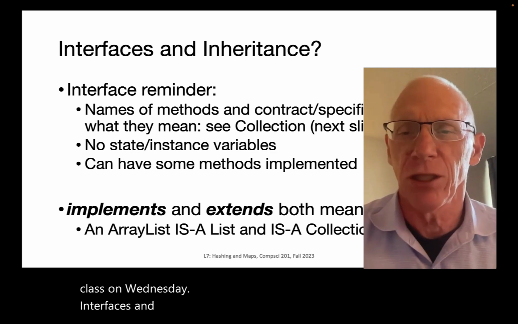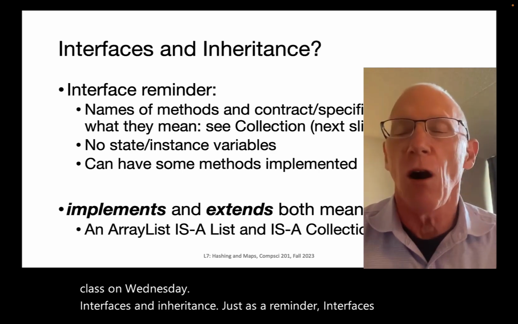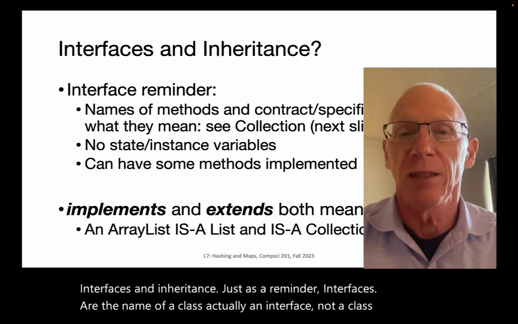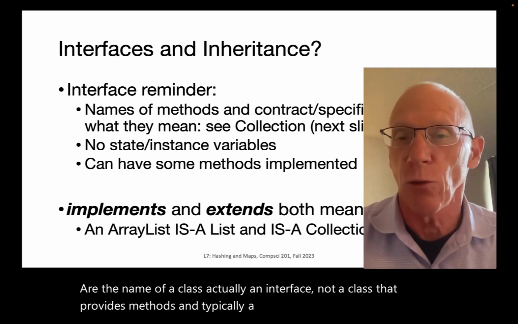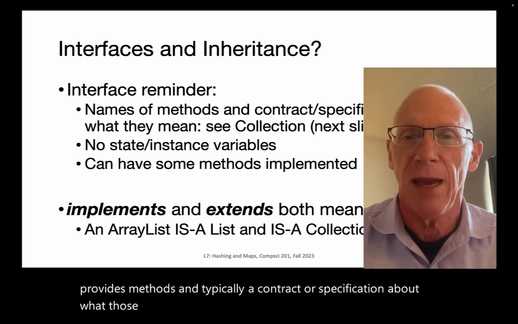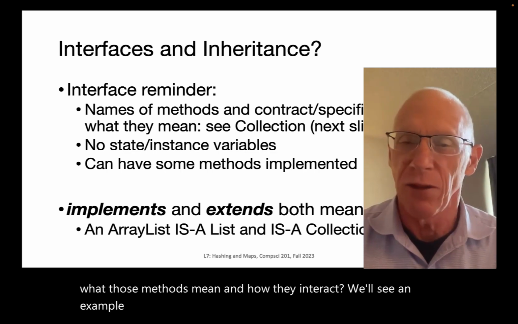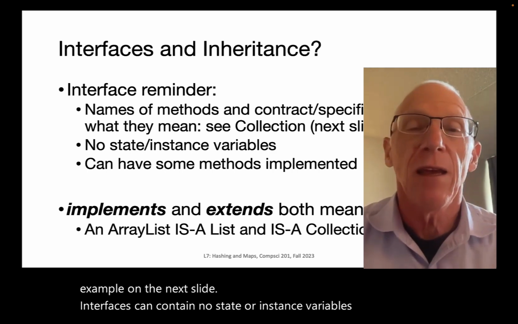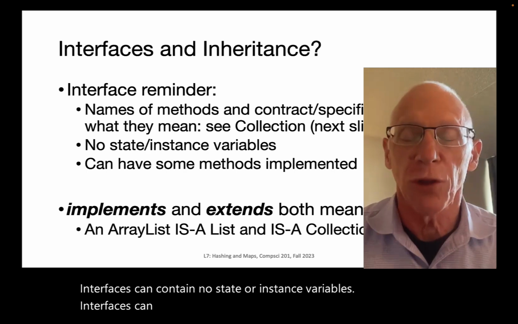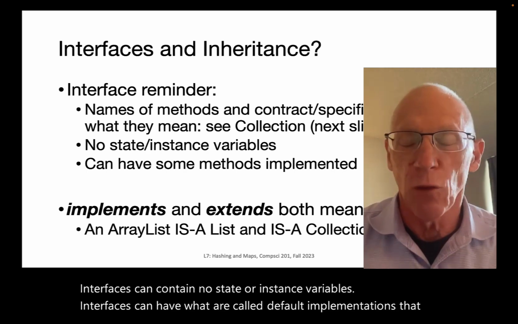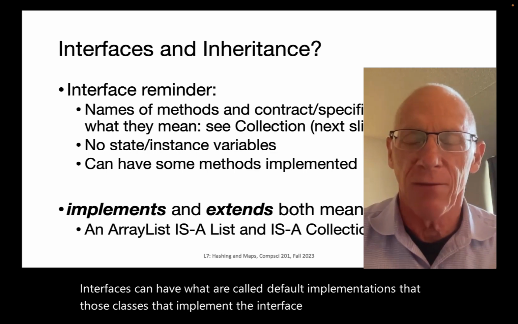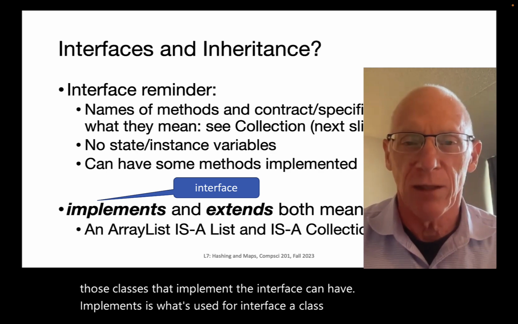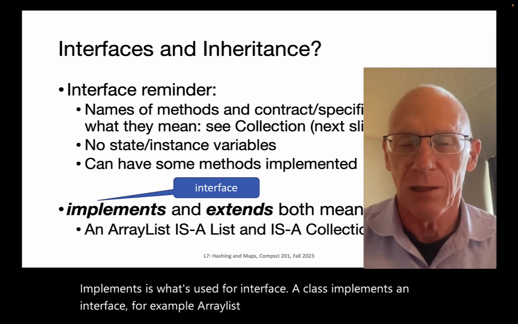Interfaces and inheritance. Just as a reminder, an interface is the name of a class, actually an interface, not a class, that provides methods and typically a contract or specification about what those methods mean and how they interact. We'll see an example on the next slide. Interfaces can contain no state or instance variables. Interfaces can have what are called default implementations that those classes that implement the interface can have. Implements is what's used for interface. A class implements an interface. For example, ArrayList implements list.